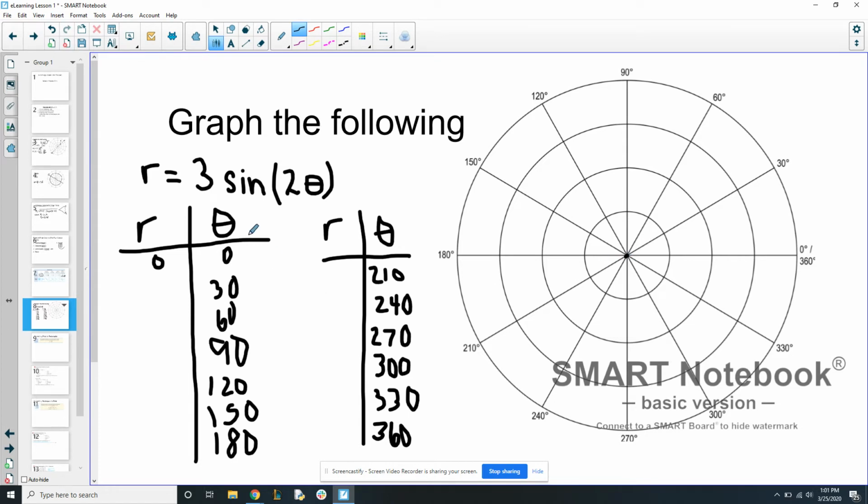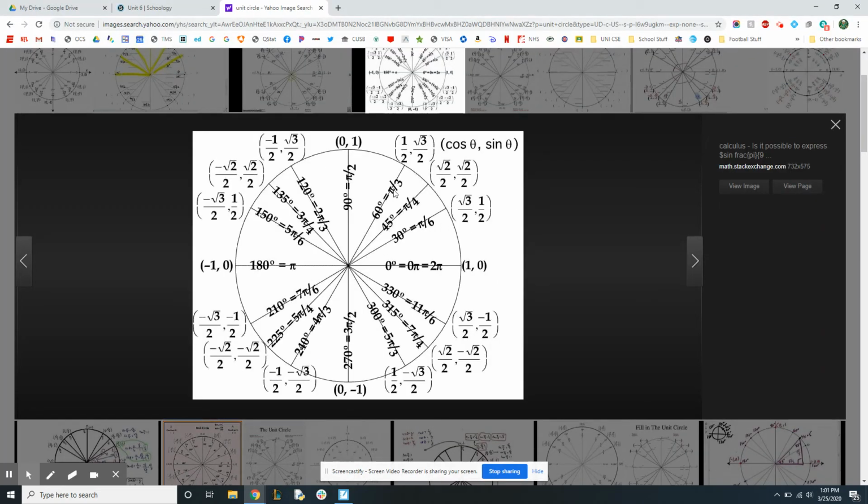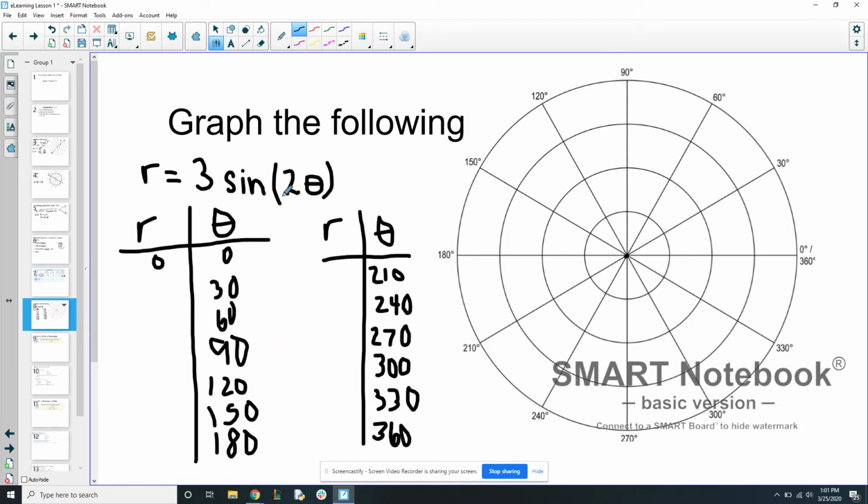Okay. Now I plug in 30. 2 times 30 is 60 degrees. Sine of 60. Pull up my unit circle. Sine of 60, the y value, is square root 3 over 2. Okay, so I got square root 3 over 2. So for this one, you have 3 square root 3 over 2. And again, you can find that as a decimal and graph that.